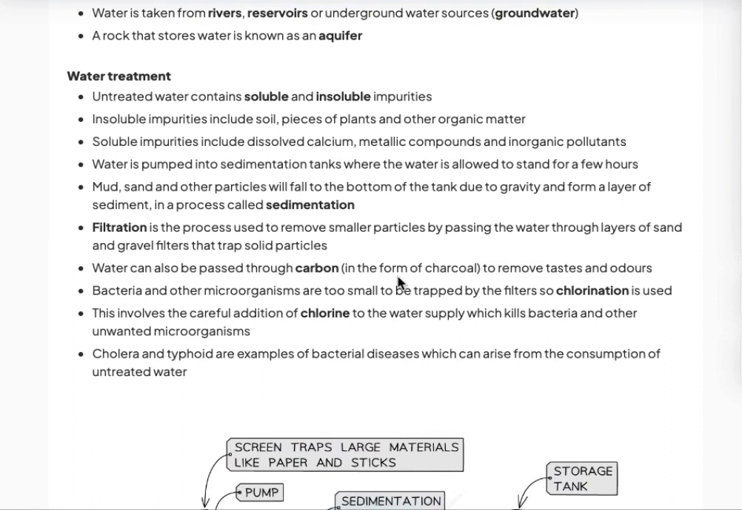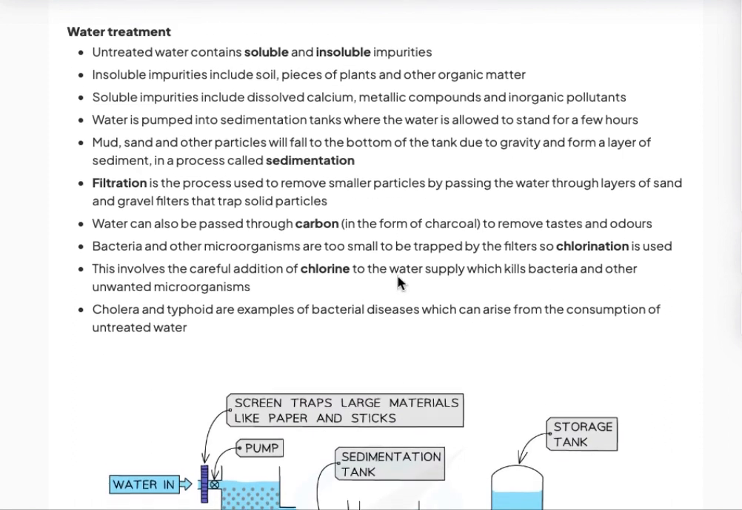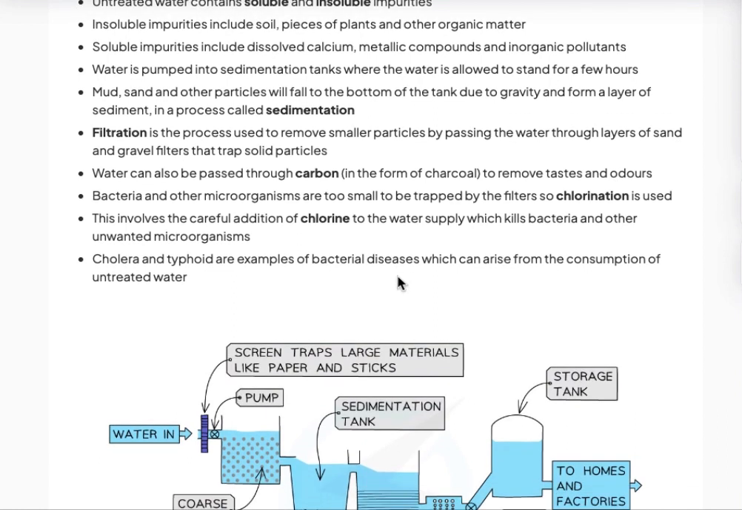Bacteria and other microorganisms are too small to be trapped by the filter, so chlorination is used to kill the bacteria.